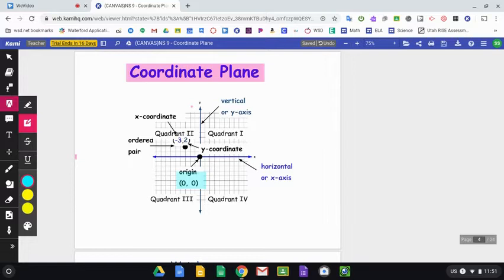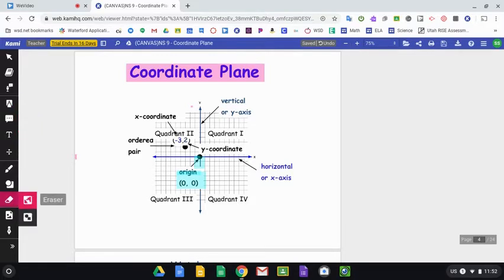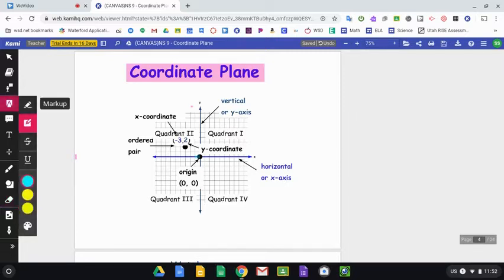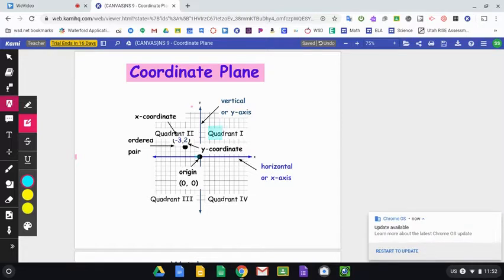So this spot right here on the coordinate plane where our x and our y meet in the middle is called the origin. And we're going to start at the origin a lot today. So let's make sure we remember that that center starting spot is called the origin. Say it with me, the origin.